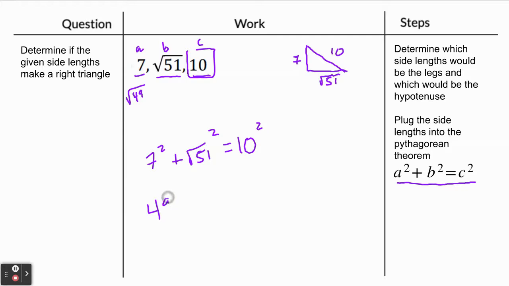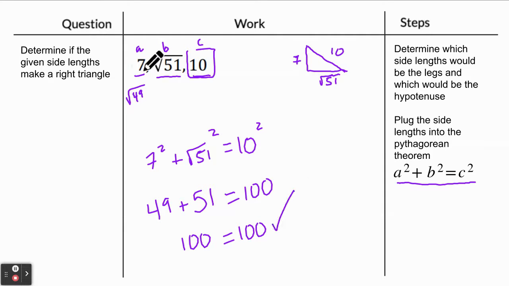I know 7 squared is 49. A square root squared just cancels out and gives me the number on the inside, so that's going to be 51, and 10 squared is 100. 49 plus 51 is 100, and since this creates a true equation, I know that these three values do create a right triangle. If I got a number on the left that was not the same as the number on the right, that would tell me it is not a right triangle. But for this one, it is, and we're good to go.